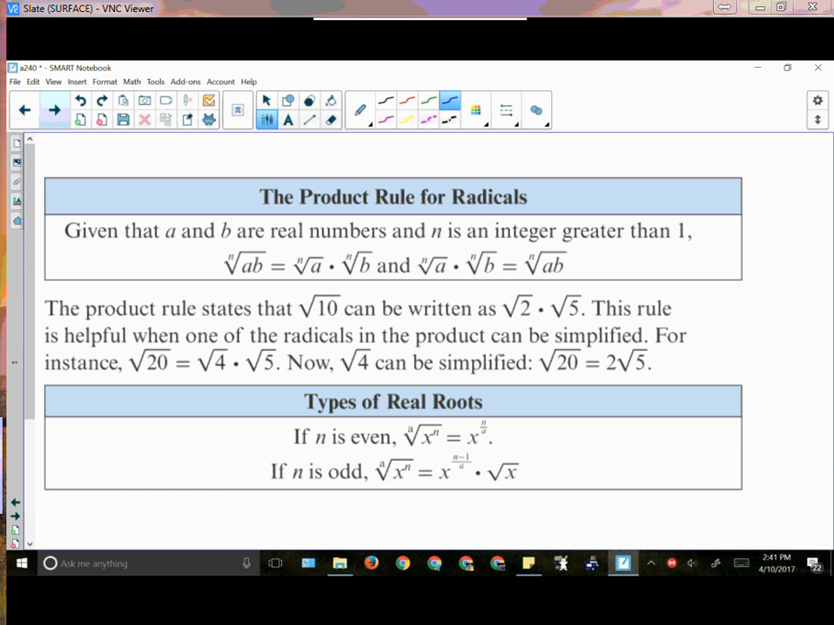Now, here are a couple rules that you need to make sure that you have written down. Product rule and the types of real roots for the radicals. So I'll give you a few moments to get those down. All right, so let's take a look at how these are going to get used.